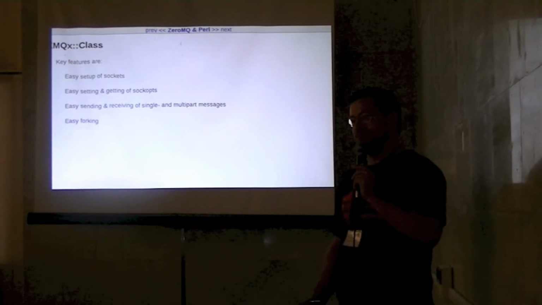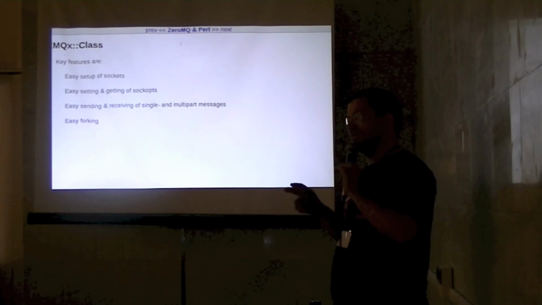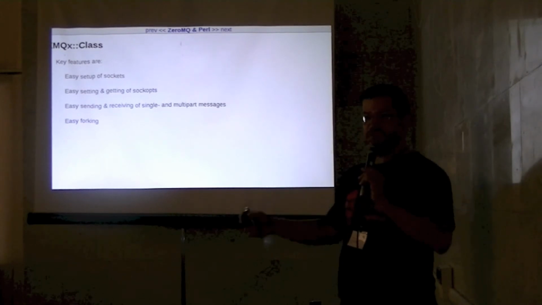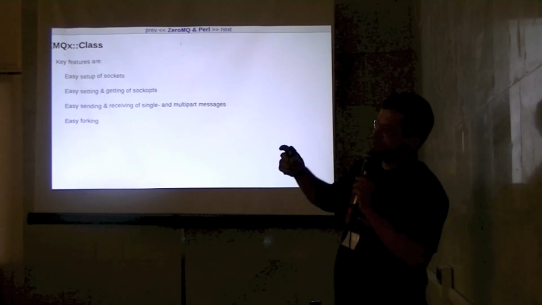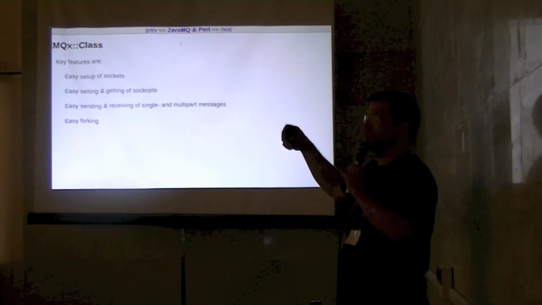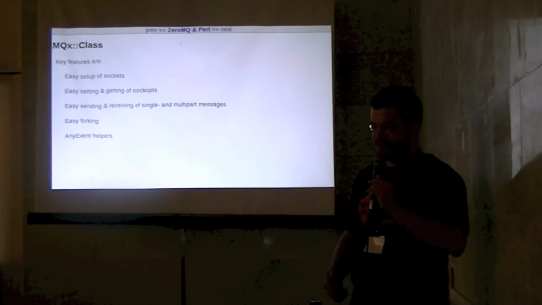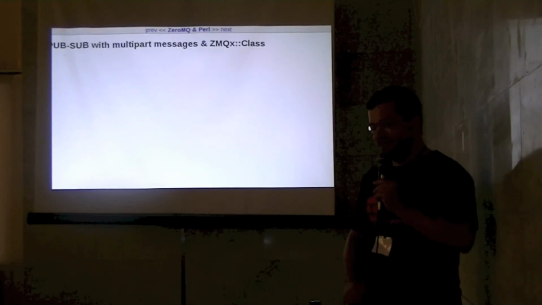Because there's one thing, if you have ZeroMQ in your fork, you have to be very careful to get the context right. Each process has to have its own context, and you cannot really share the context, and of course, if you fork, you would have the same context.